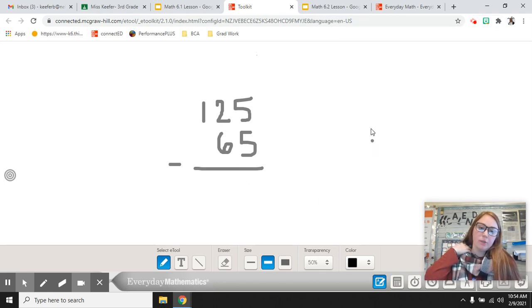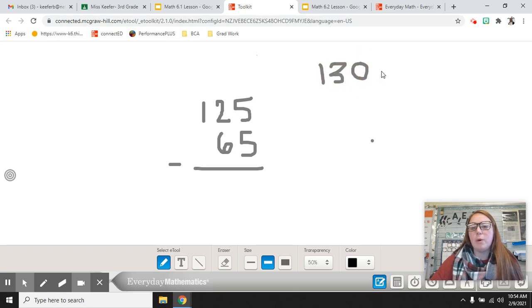So we are doing 125 minus 65. For our estimate, we could do 130. That's what 125 would round up to, minus 70, because that's what 65 would round up to. And that would give us an answer of 60. So we know that our answer should be close to 60.